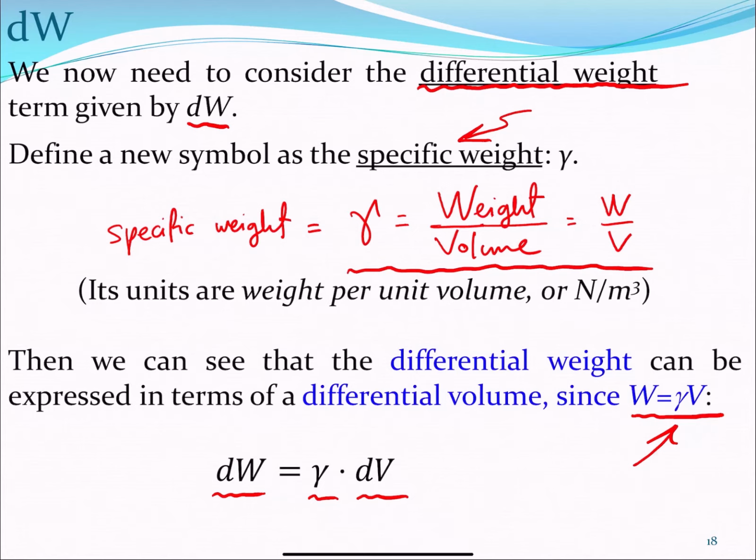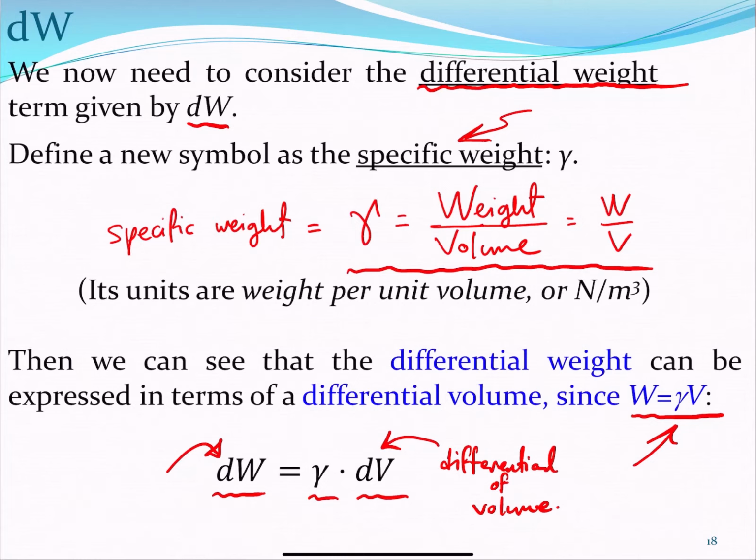Now, the differential of volume depends on geometry. So we can calculate the differential of weight through a differential of volume, which presumably will be easier to get. It's easier to work with volumes because we can set up integrals to deal with them in an easier way than we could set up our integrals with weight.